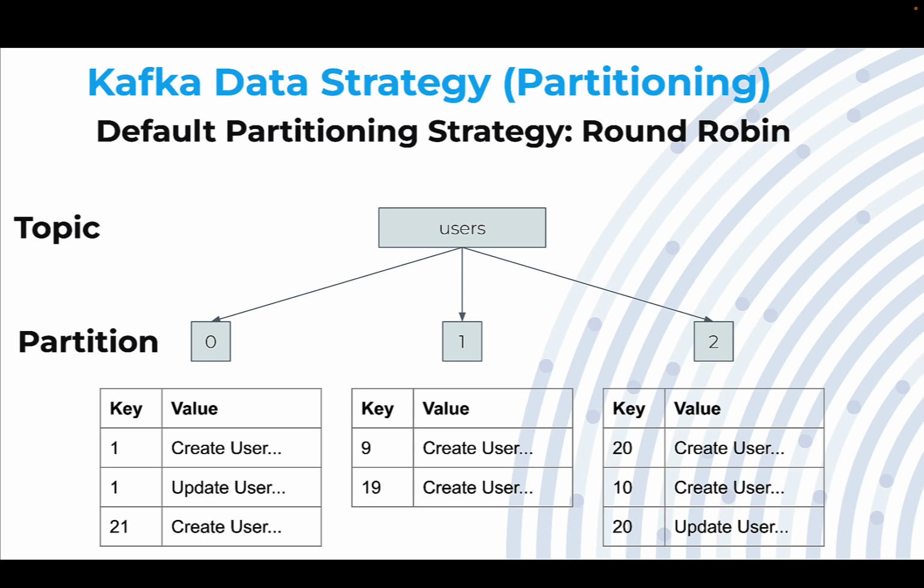This is important to note because the order inside of our partition is what's set. But there's no way out of the box using the round robin strategy to be able to reassemble that original order, because different keys are going to end up in different partitions.